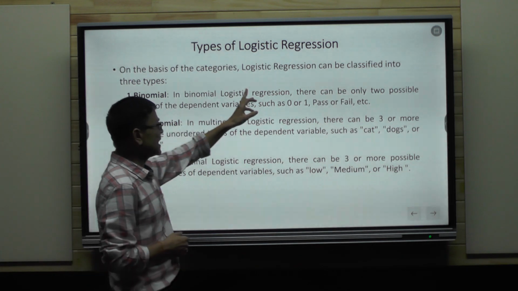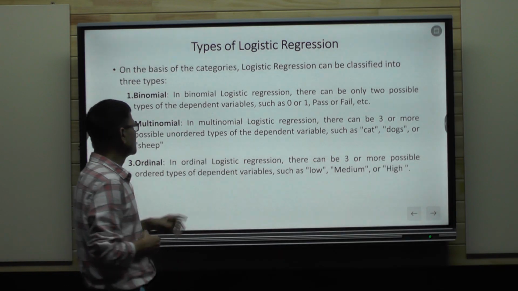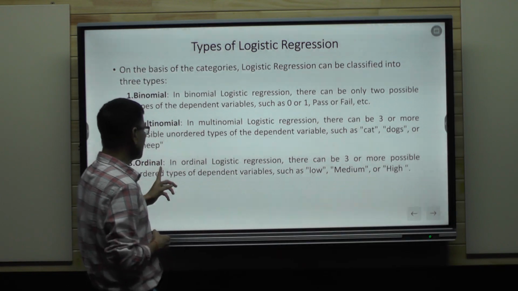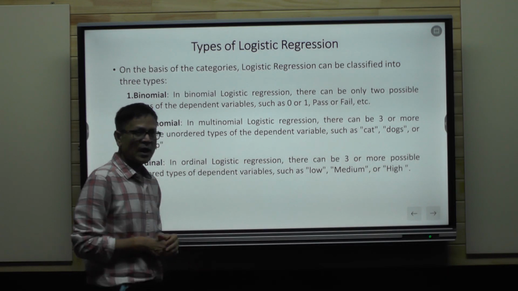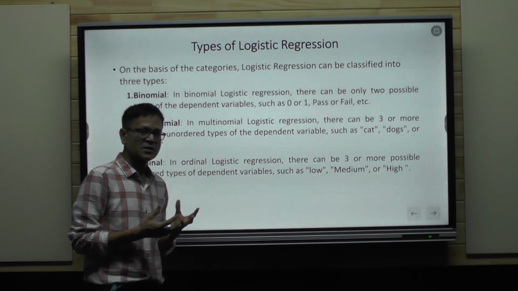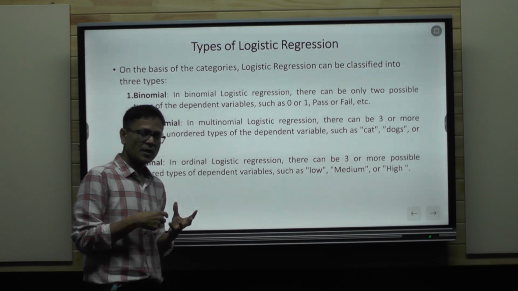On the basis of these categories, logistic regression can be classified into 3 types: binomial, multinomial and ordinal. So in binomial, what happens? You have a classification problem where the outcomes can be between 0 and 1. Okay, yes and no.